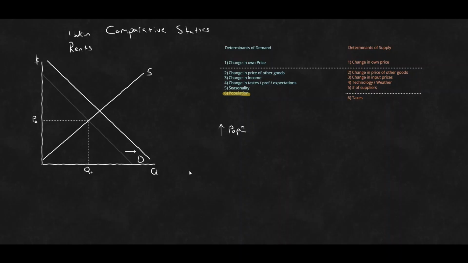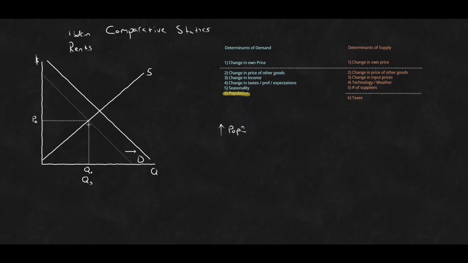The result of this is what used to be the original market clearing price, and the original quantity exchanged, is now just our quantity supplied. So it used to be QS equals QD, but that demand curve's no longer there. So it's now just our quantity supplied.